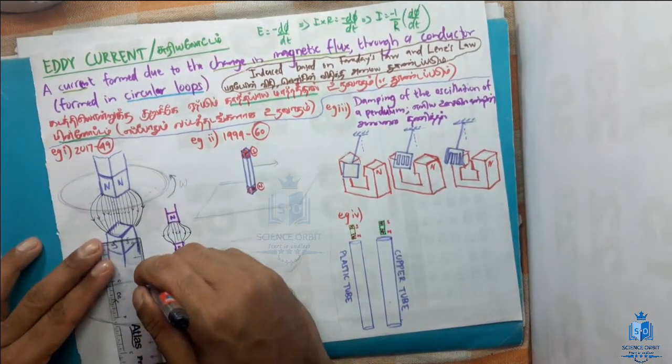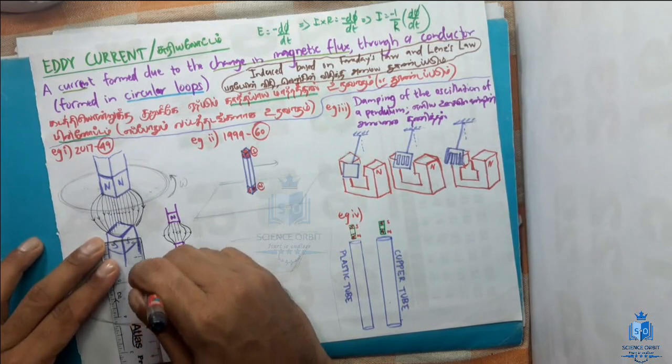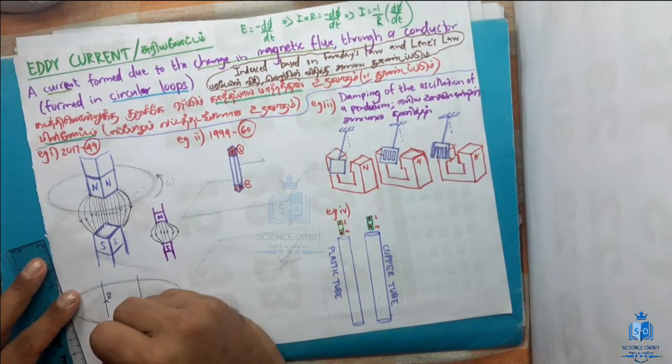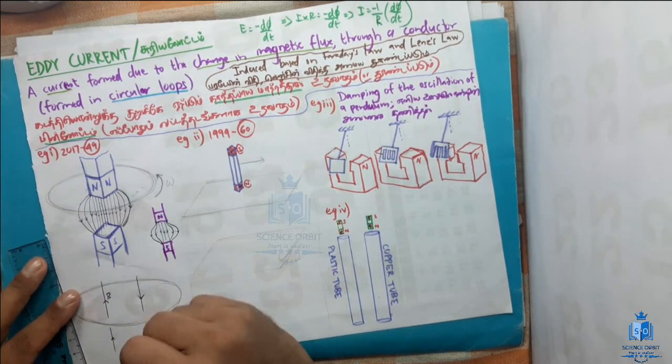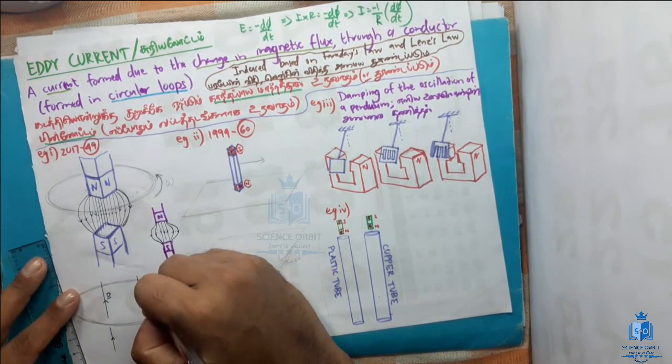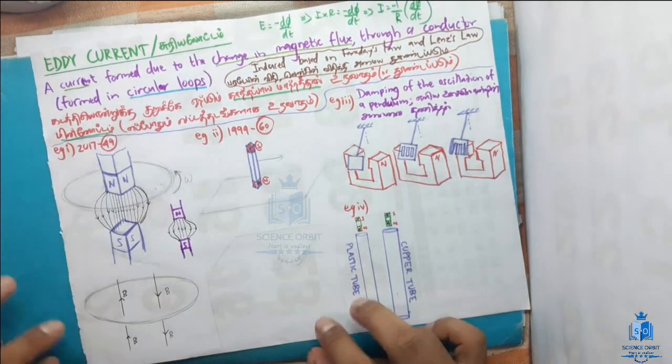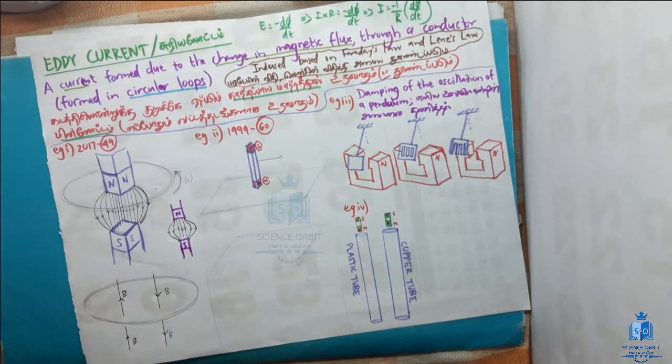So a magnetic field should be created into the plane. Okay, this is what should happen. A magnetic field should be created into the plane on this side. I hope you understood that. Okay, not that hard to understand.